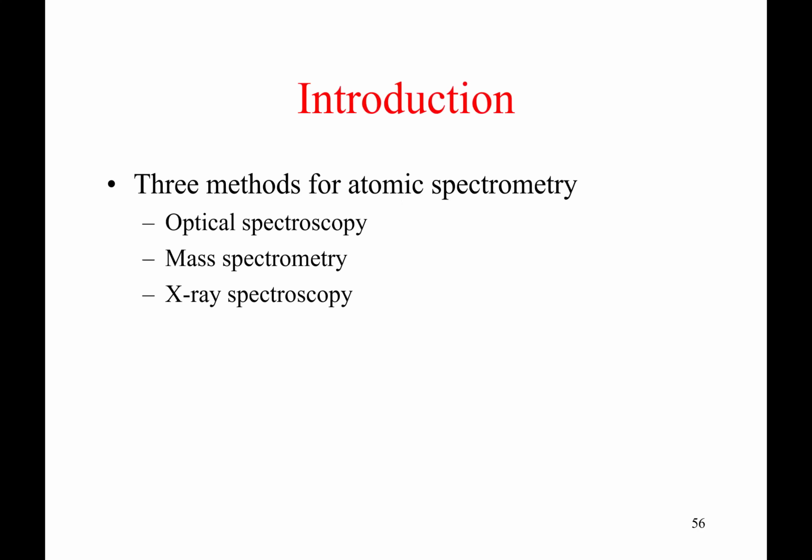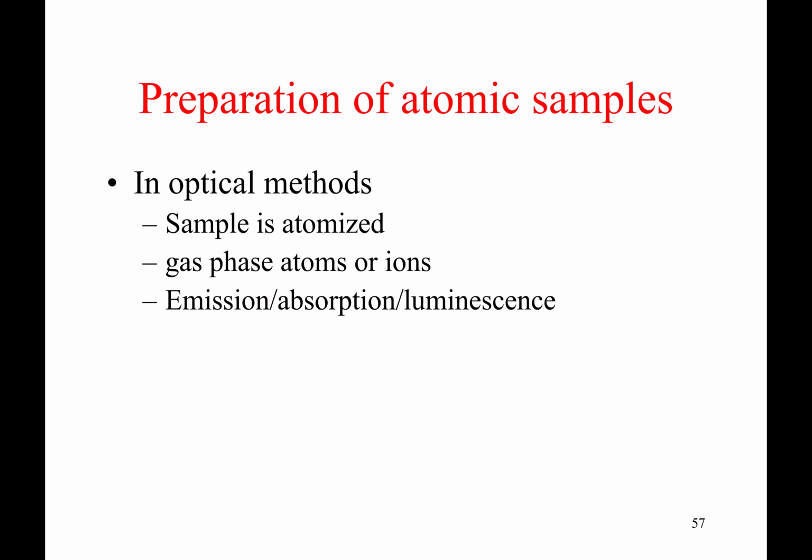Now, I introduced this in the very first chapter. I said three atomic methods: spectroscopic methods, optical spectroscopy, mass spectrometry. Those are just atomic spectrometry. Remember, we are not using spectroscopy here, spectrometry, okay? Atomic spectrometric techniques: optical spectrometry, mass spectrometry, and X-ray spectroscopy. And these are the things that I talked about in the last slide.